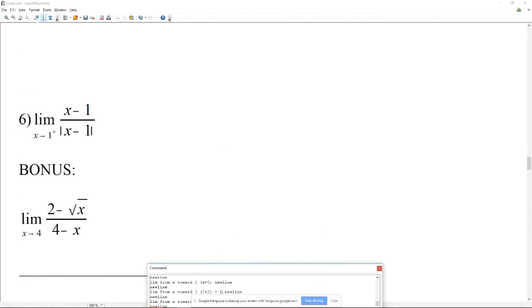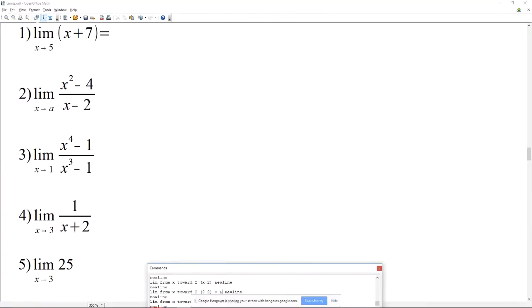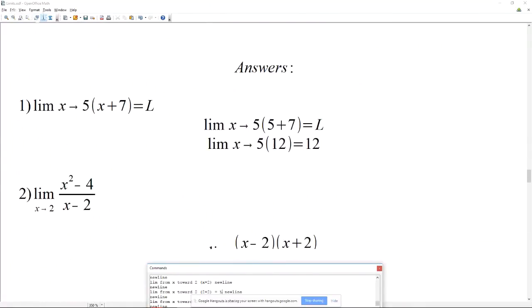Moving on to number 3. Number 3 is, as x approaches 1, x to the 4th minus 1 over x cubed minus 1. Now this one, again, you have to do factoring. It's a little bit involved. You want to be able to eliminate something on the bottom so you don't have that potential for division by 0. So we'll step through it as you're doing it.